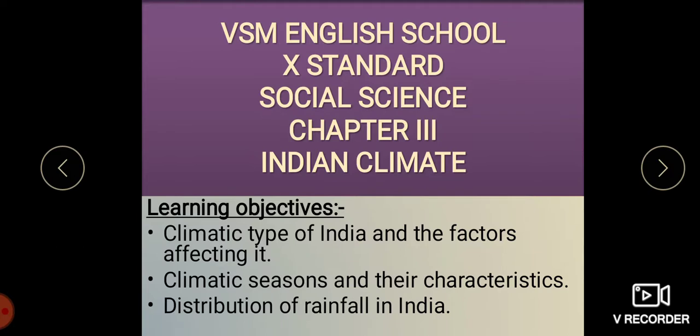Today we will be moving to the next chapter, that is chapter 3, the Indian climate. The main learning objectives of this chapter are the climatic types of India and the factors affecting it. Secondly, the climatic seasons and their characteristics and the distribution of rainfall in India.